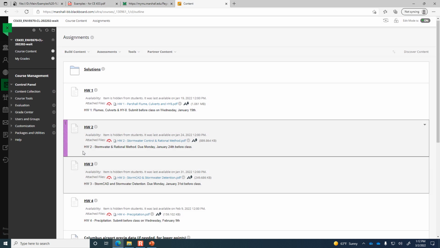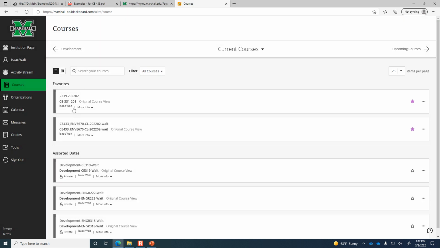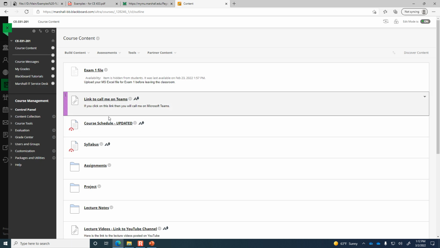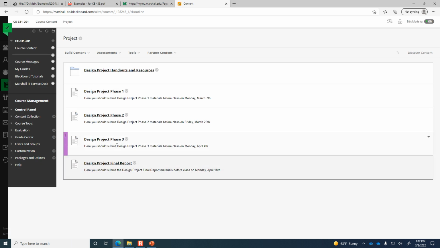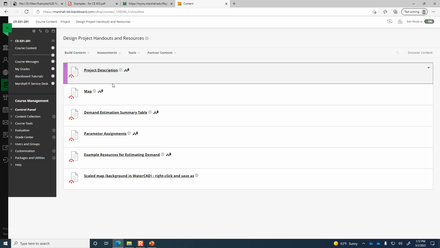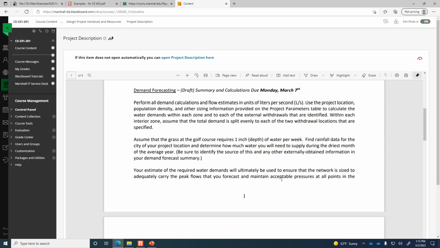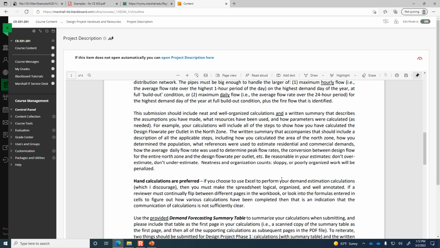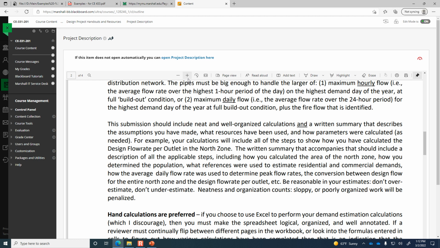assignment description here, let me do that. Just to emphasize, it's the summary table as the first thing, supporting calculations, and a written summary that describes the assumptions you've made, what resources you used, and how things have been calculated.